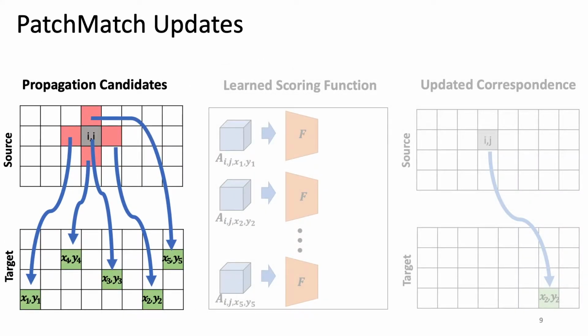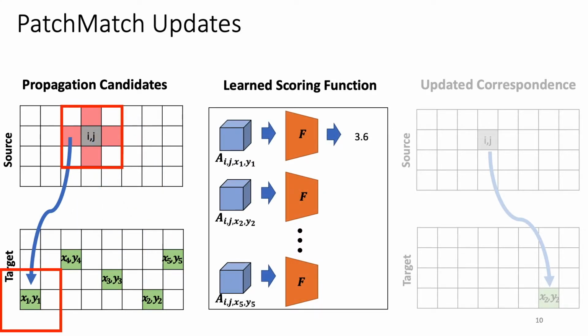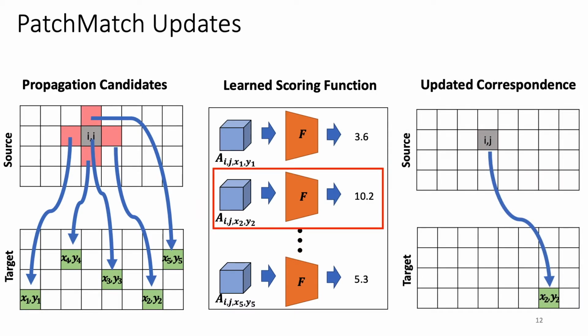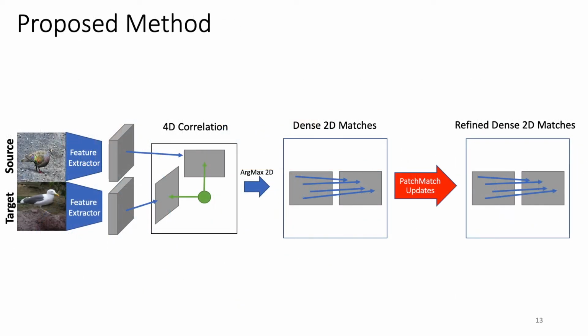The core of PMNC is the PatchMatch-based refinement of the dense correspondence map. Given source to target key points, we define propagation candidates as the correspondence values of the direct neighbors. Then, we use the neighborhood consensus-based scoring function to evaluate a 4D patch centered at the source point and the candidate target points of the 4D correlation map. Once we evaluate all the candidates, we find the candidate with the maximum score and replace the correspondence with the best candidate. The problem with the PatchMatch update is that it is not end-to-end differentiable due to the hard argmax-based selection.